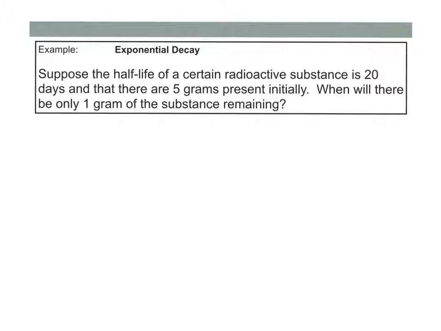Here we're told that the half-life of some radioactive substance is 20 days, and there are 5 grams presently. If I made a table for this, I mean, we're going to talk about equations, but just imagine it simply, because sometimes the equations trick people up. After 0 days, there's 5 grams. After 20 days, there'd be 2.5. After 40 days, there'd be 1.25, and so forth.